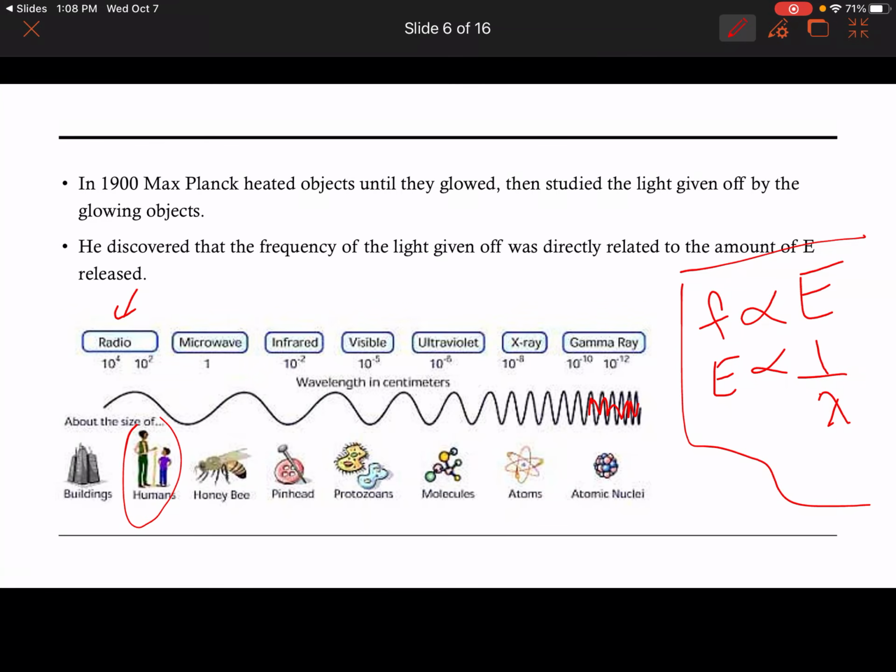And then as we move this way on this spectrum, we've got the different types of wavelengths, right? We've got microwaves, infrared, visible. These are the colors. This is what we see. UV light, X-rays, gamma rays.